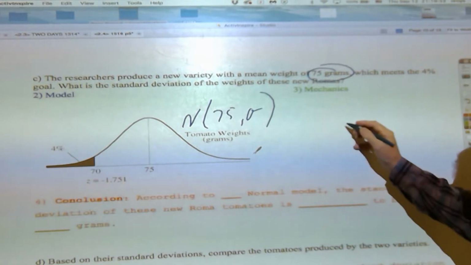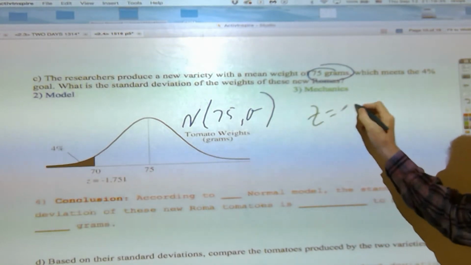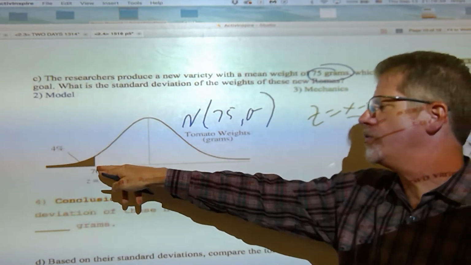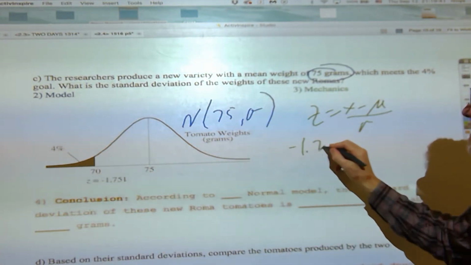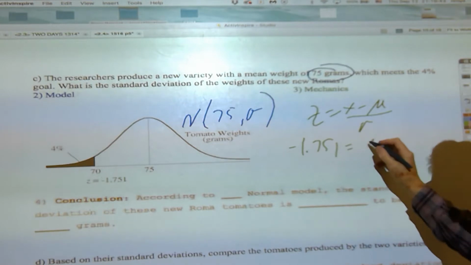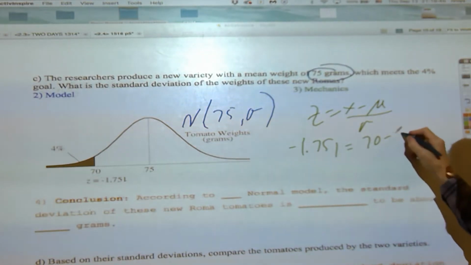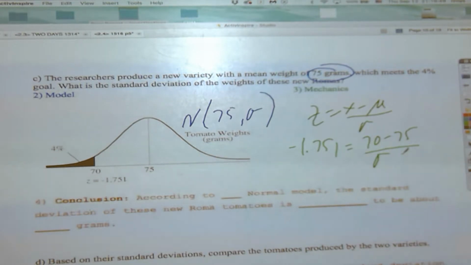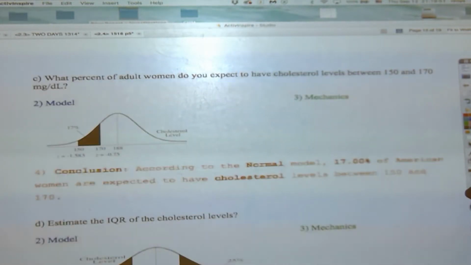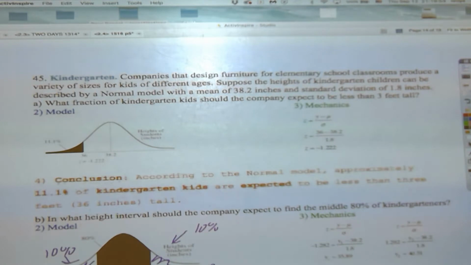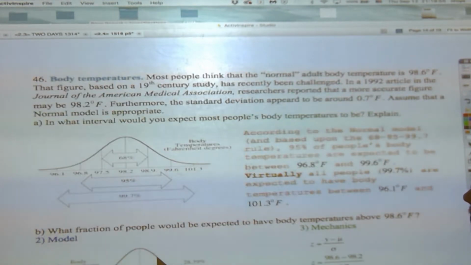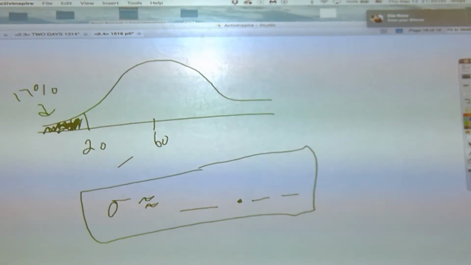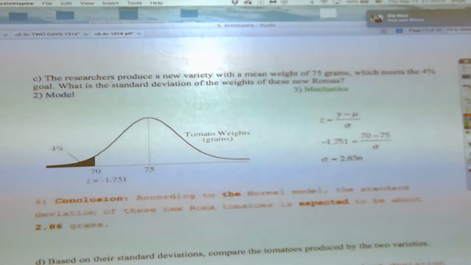That's a review problem. We're just doing Z equals x minus mu over sigma, with a Z-score of inverse normal of 0.04, which is going to give you negative 1.751, just like before. X is 70, mu is 75. They just told us that. Solve that for sigma. If you do the math, you will get a standard deviation of 2.856.